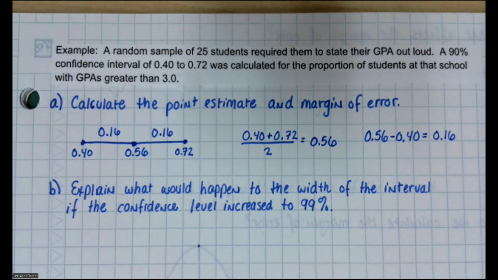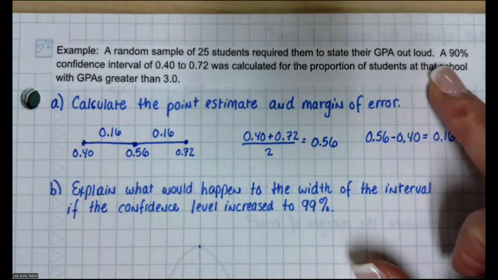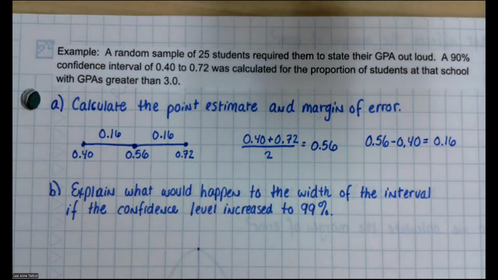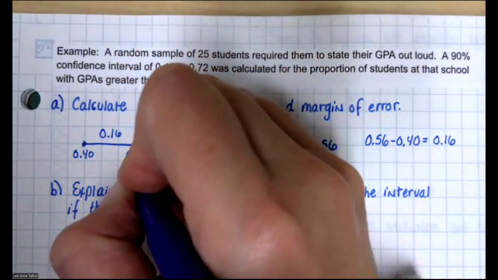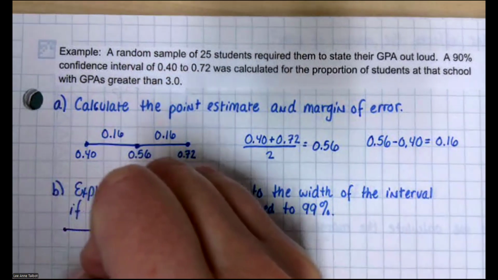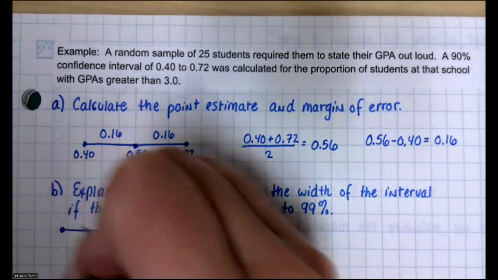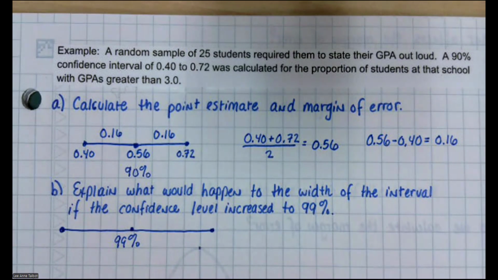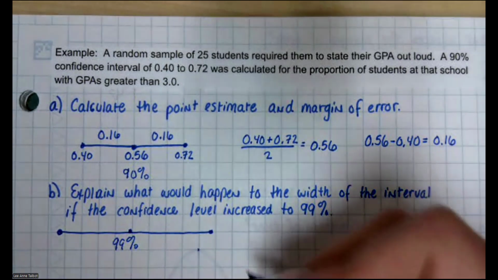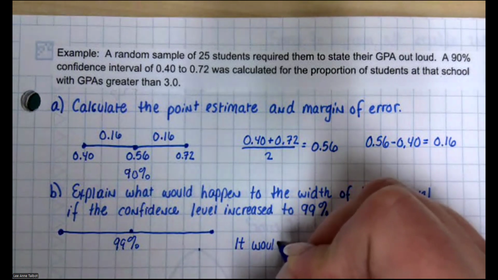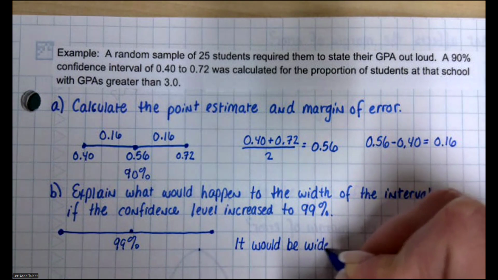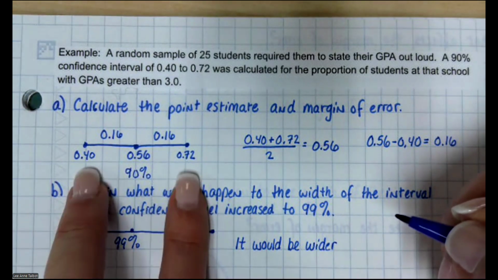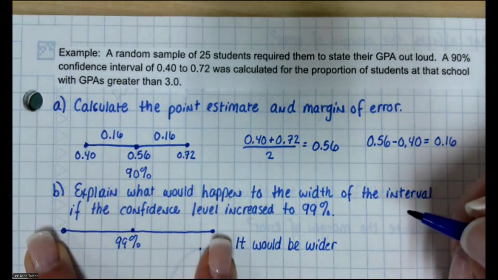Okay, explain what would happen to the width of the interval if the confidence level increased to 99%. So it was 90% and it went up to 99%. What would happen to the width of it? Let's label our stuff here. This is 90, and it would go to 99, which would be much wider, right? I want you to think about that in terms of covering the area under the curve. So 90% of the area under the curve, 99% of the area under the curve.